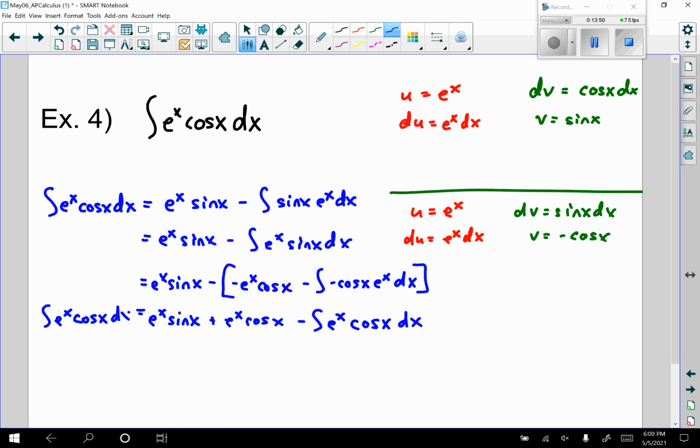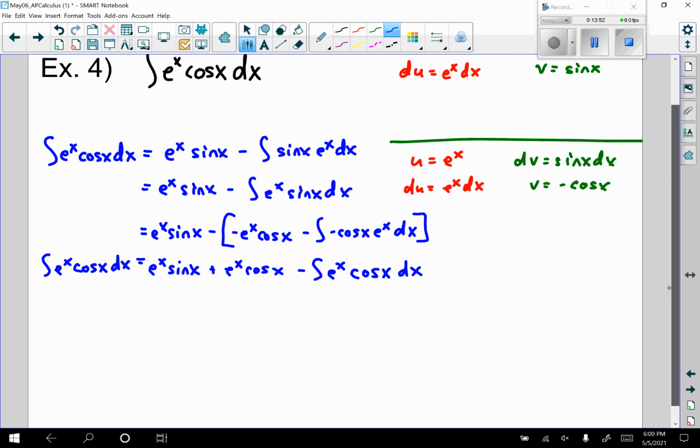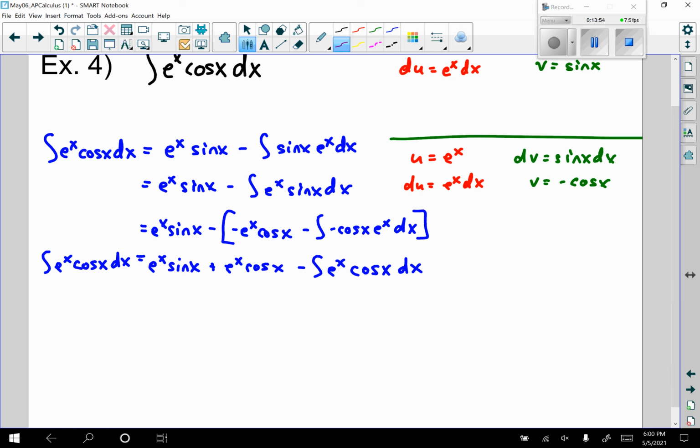You're going to see something that can happen with some of these problems. We just have to look for it. If you notice, this term and this term are like terms. So I'm going to add this term. I'm going to bring this over here to the left side. So I'm going to add it to both sides.